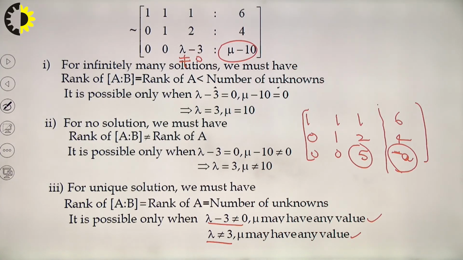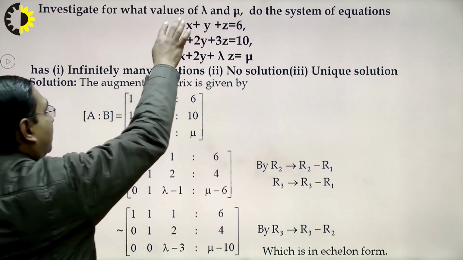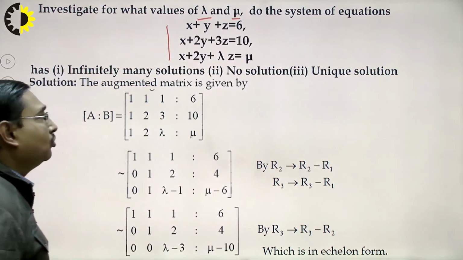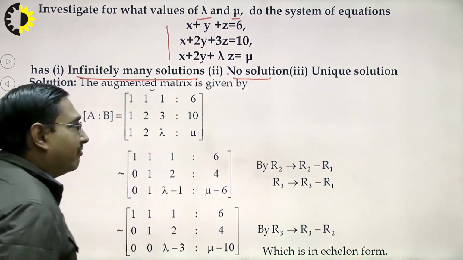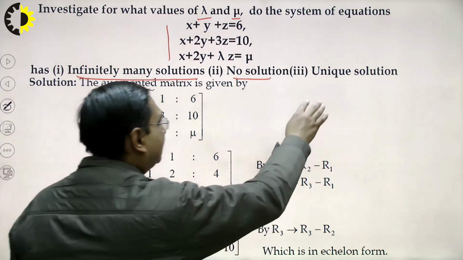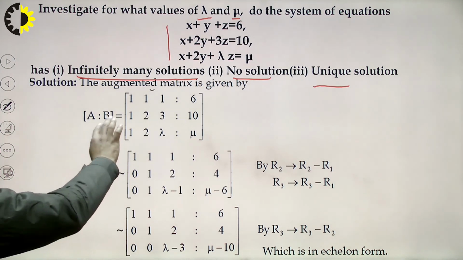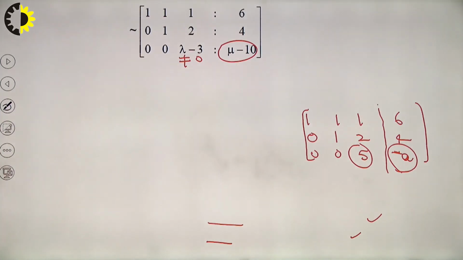Let me sum up once again. This system of equations was given. Two constant unknowns, lambda and mu, were left in the equations, and we were asked: if this system has infinitely many solutions, what will be the values of lambda and mu? If this system has no solution, what should be the values of lambda and mu? And if this system has a unique solution, what should be the values of lambda and mu? I constructed the augmented matrix. This augmented matrix was converted to echelon form, and then I tested different conditions.